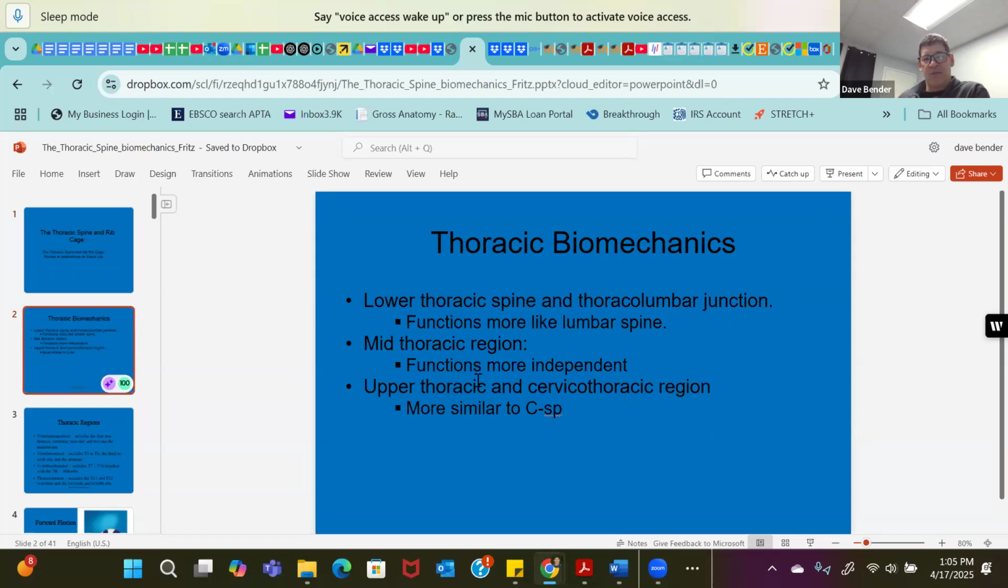Real quick, thoracic biomechanics, lower thoracic spine and thoracolumbar junction. When we look at these regions, they function more like the lumbar spine as these joints blend in. We'll spend time looking at the thoracolumbar junction as a unique unit that allows a little bit more rotation than some of the other segments. The mid-thoracic spine, they talk about functioning more independently as the thoracic spine. In the upper thoracic spine, in the cervical thoracic region, we share similarities in movement patterns with the upper cervical spine. So these things will overlap. We have the lower transition zone, upper transition zone, and mid-thoracic spine.